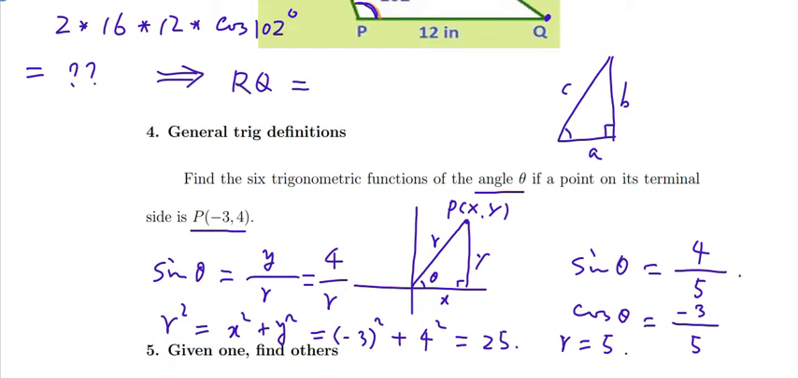So given one, from a point on a terminal side, we can find the sine and cosine. So this is generally a definition. Okay, so now let's consider those kinds of problems.